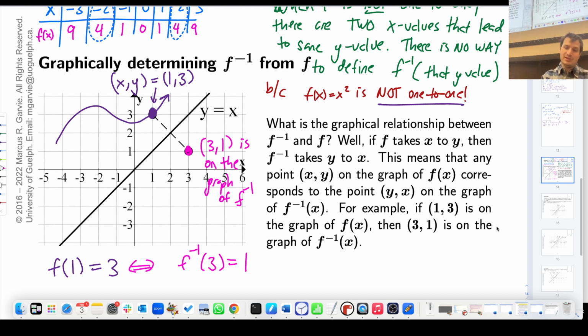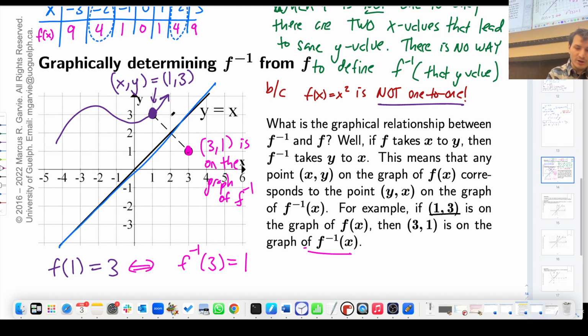So that's what this little paragraph is saying. For example, if (1, 3) is on the graph of f, then (3, 1) is on the graph of f inverse. So they're exactly swaps of each other. The last thing to notice is that when you swap coordinates, that's exactly a reflection in the line y equals x. So here's the line y equals x, this line down the middle, and (1, 3) and (3, 1) are equally placed on either side of that line. They're reflections of each other around the line y equals x.